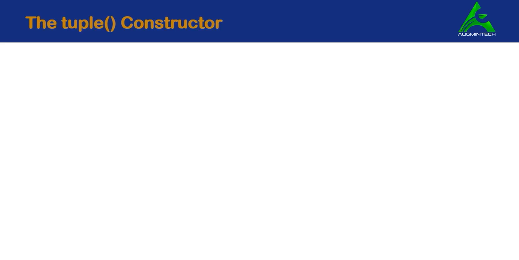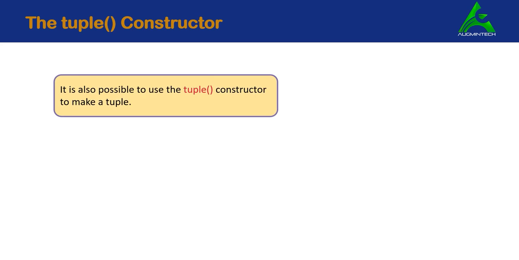Now let's see what a tuple constructor is, or how to construct a tuple using the tuple constructor. It's also possible to use the tuple constructor to create a tuple. Let's have a look at the syntax. Here we have a tuple variable equals tuple followed by double parentheses. So the syntax to create a tuple using the tuple constructor is the tuple keyword followed by double parentheses, inside which we can specify our tuple elements or items.